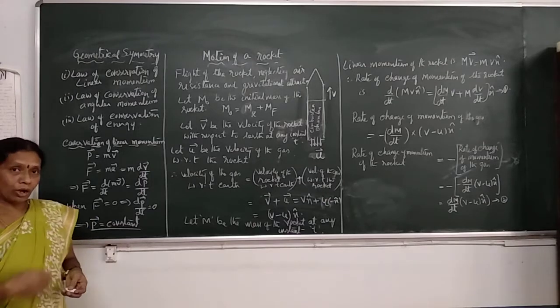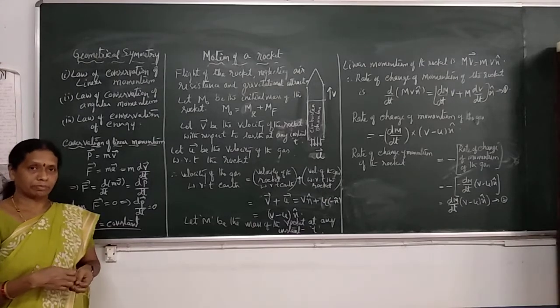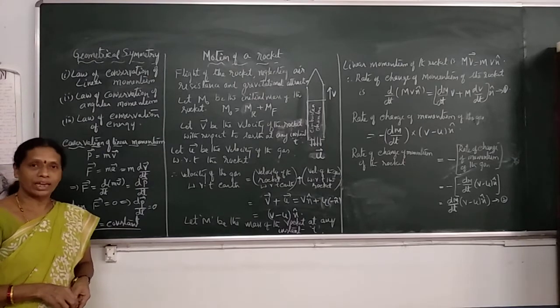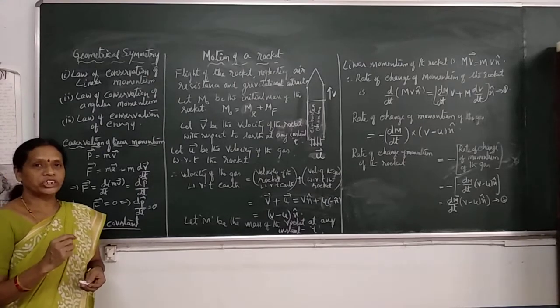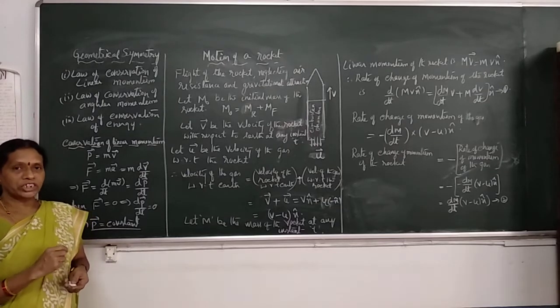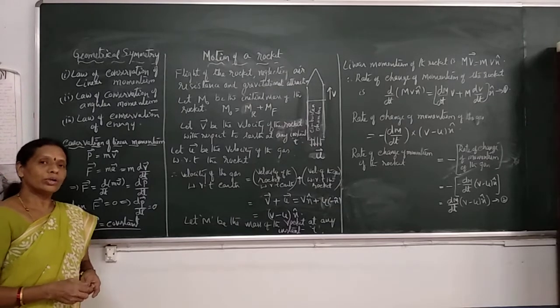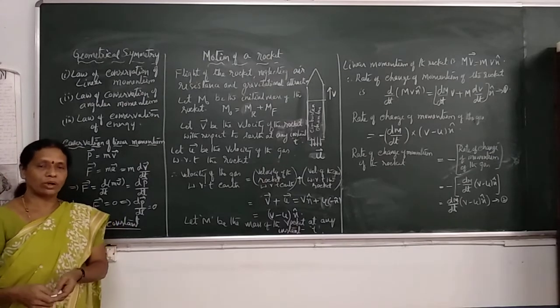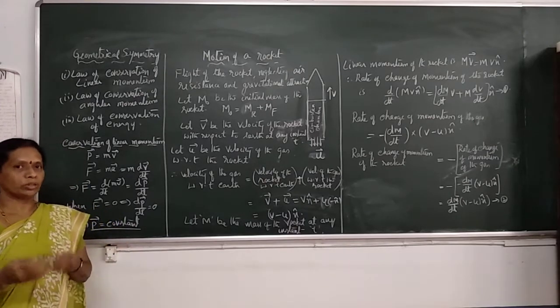Now, depending on these operations performed on the body, there are three types of symmetries. They are time translational symmetry, translational symmetry, and rotational symmetry. These are the three symmetries depending on the operations performed on the body.